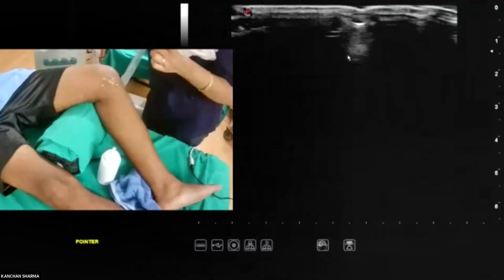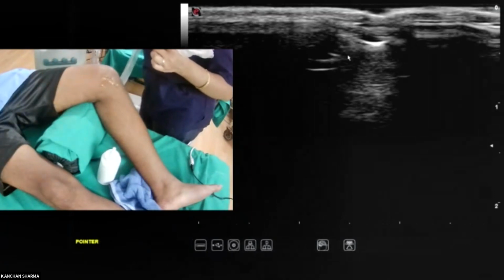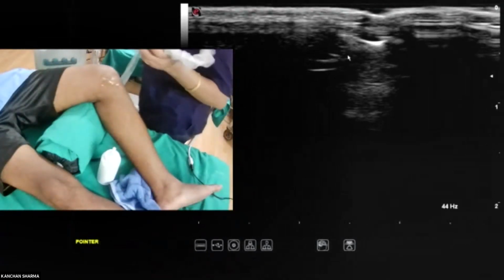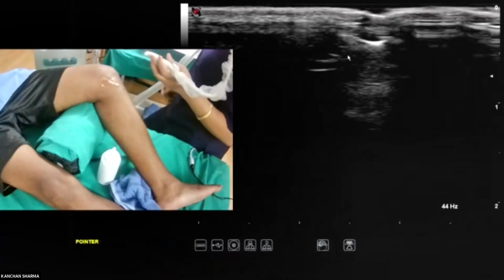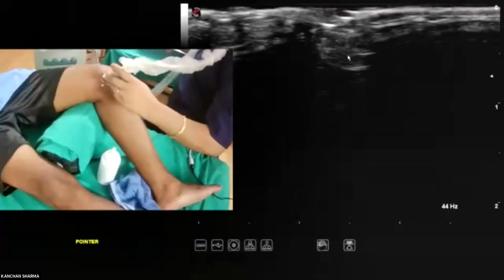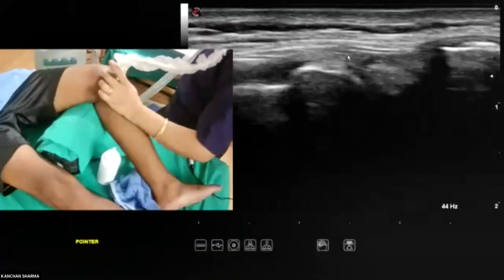And let me reduce the depth because we'll be seeing it very superficially. And the frequency is the same. I've just reduced the depth to 2 because it's very superficial. You do not need 4 centimeter depth. What you need to do, again, you just put your probe there.